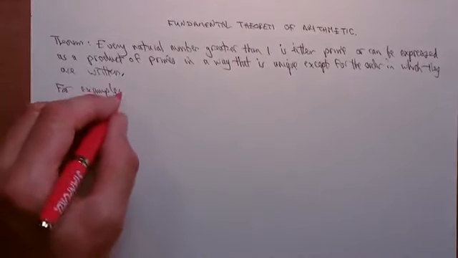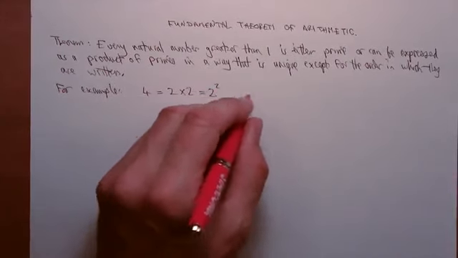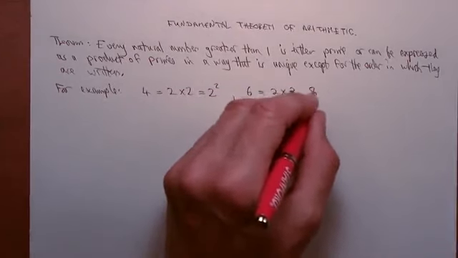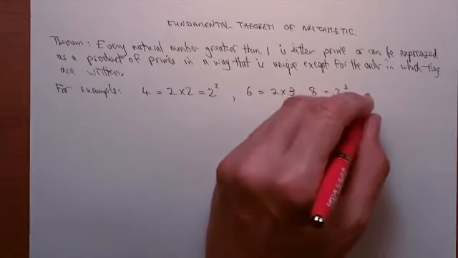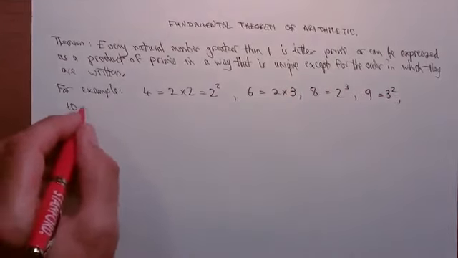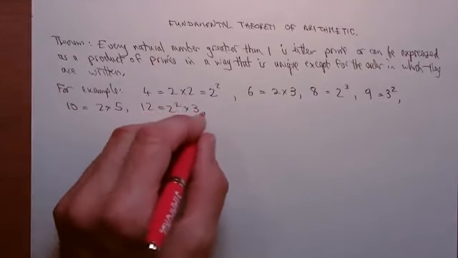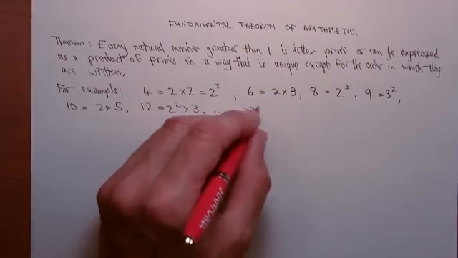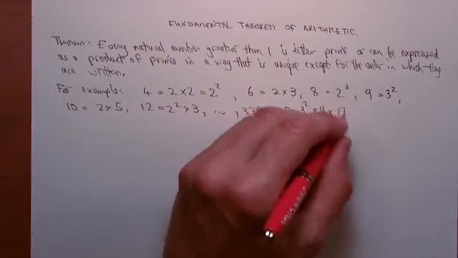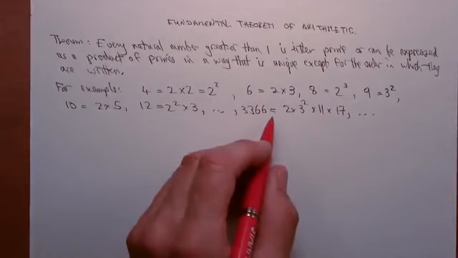For example, 4 is 2 times 2, or 2 squared. 6 is 2 times 3. 8 is 2 cubed. 9 is 3 squared. 10 is 2 times 5. 12 is 2 squared times 3, and so on and so on. 3,366 equals 2 times 3 squared times 11 times 17, and so forth. I worked that one out in advance, by the way.